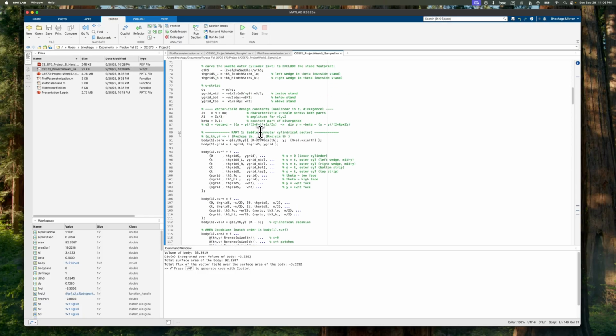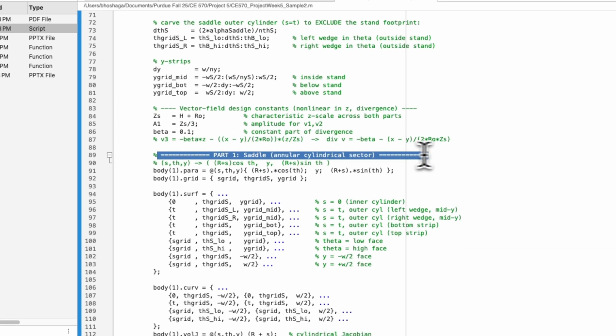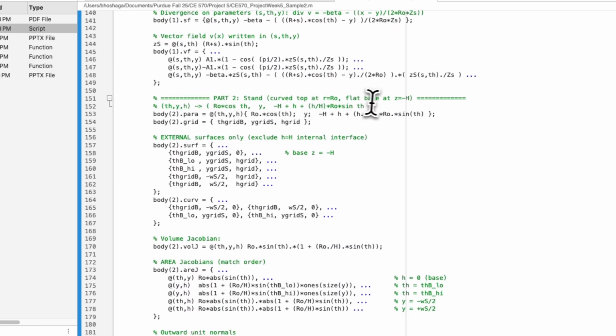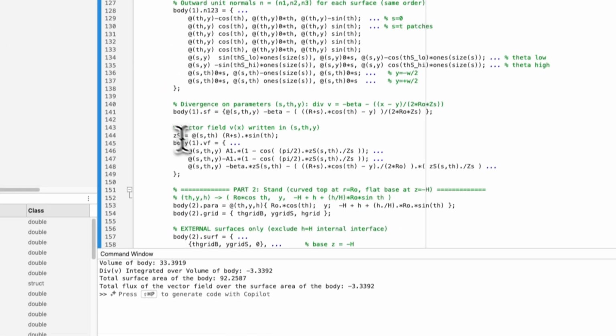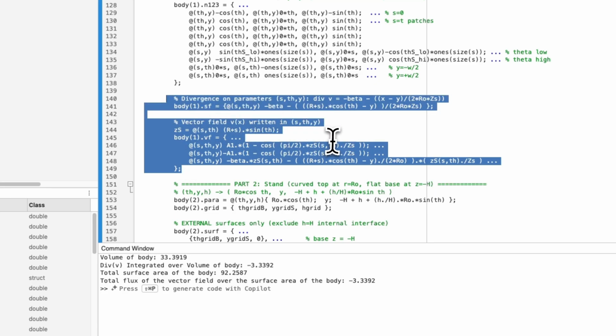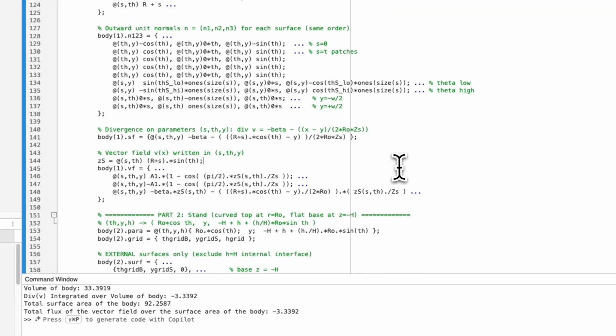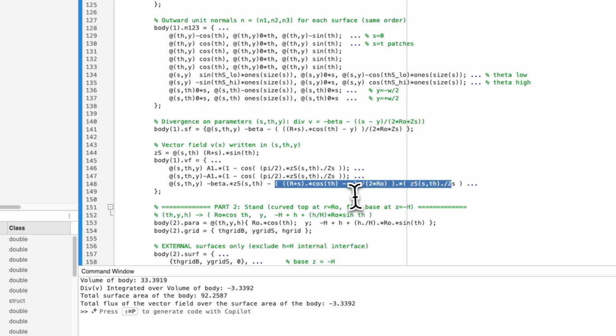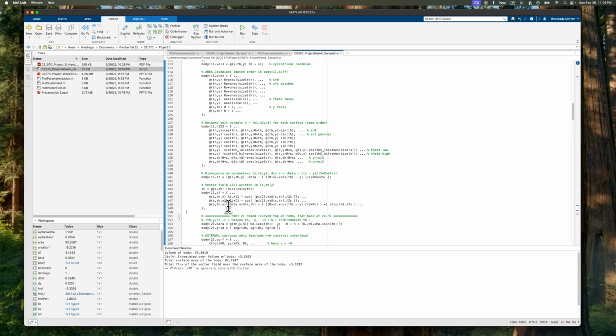Here you can see that I am defining my two parts. This is part one, the saddle, and this is part two, the stand. The interesting bit is the divergence and the vector fields. I'm using a cosine function to give me a nice curve and to also make the answer not trivial. And this is my skew term that I'm using to introduce the skew when I differentiate with respect to x3.